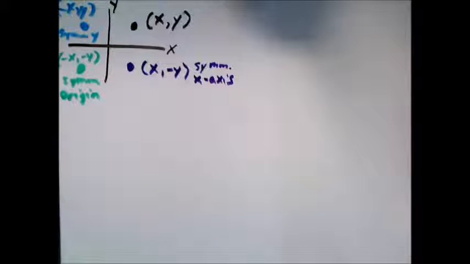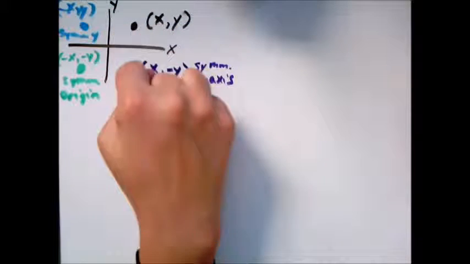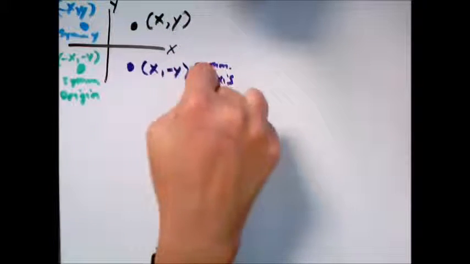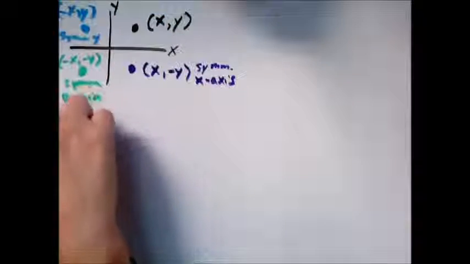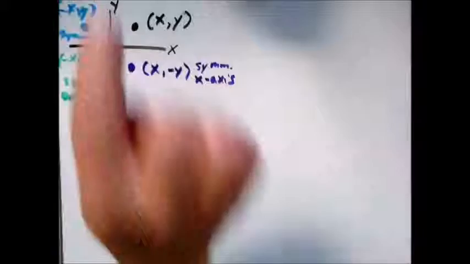Here we're going to test some equations to see if they're symmetric to the x-axis, the y-axis, or the origin. So first to think about is, if I have a point, what would make it symmetric to the x? Well, the other point, x, negative y, would need to be over here, the mirror image across the x. And then same thing for the y, to be symmetric to the y, I would need negative x, y.